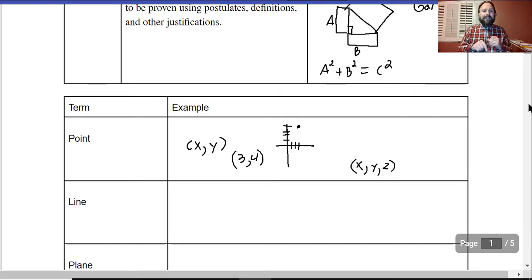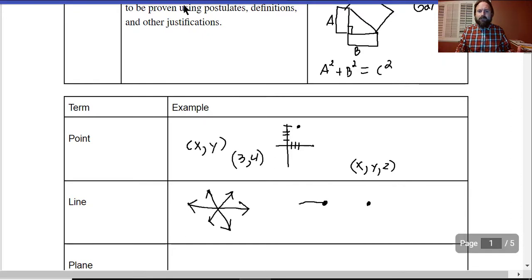All right. A line. A line goes forever in both directions. So we could have it going forever in these two directions. Now, if you spin it, it'd be going forever in this direction, in this direction, in this direction. In fact, right here you can see we have a whole bunch of lines going in different directions. We just have to be specific and say we want to talk about this line. The definition of a line is, if you have two points, there's only one line that goes through those two points.